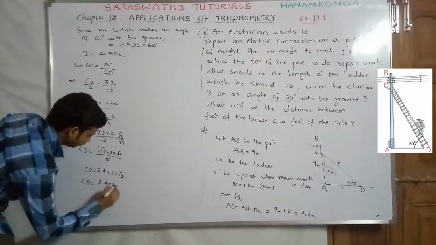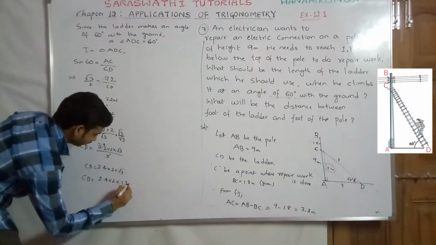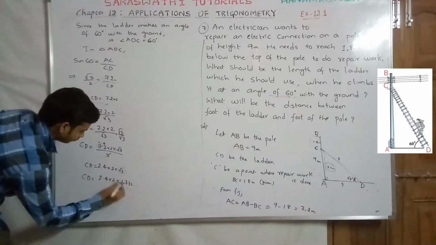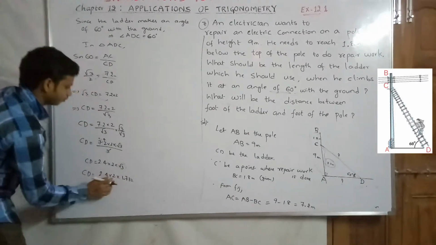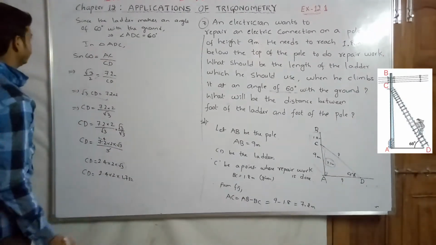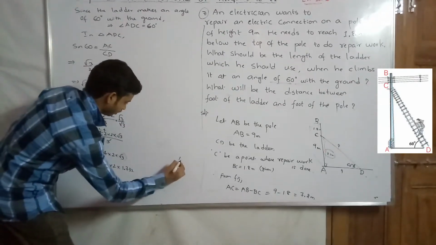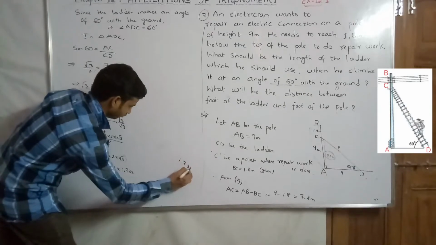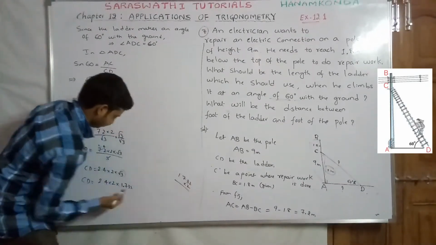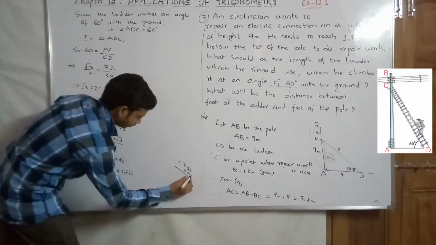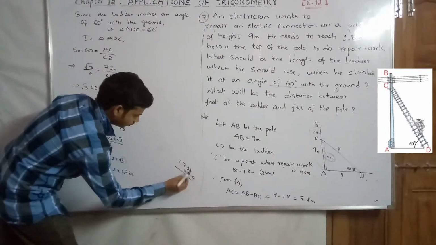2.4 into 2 into 1.732. So in place of root 3 we have substituted 1.732. Okay, so now multiply 2.4 into 2 into 1.732. So we can multiply here. 1.732 into 2.4.